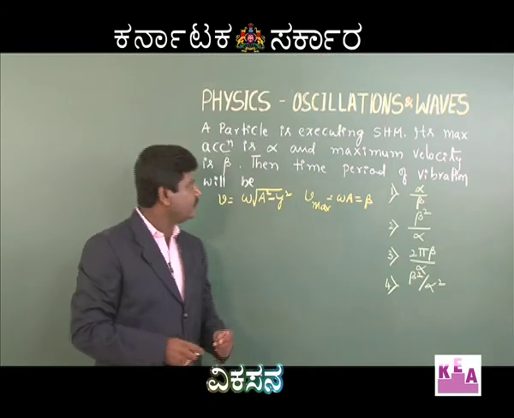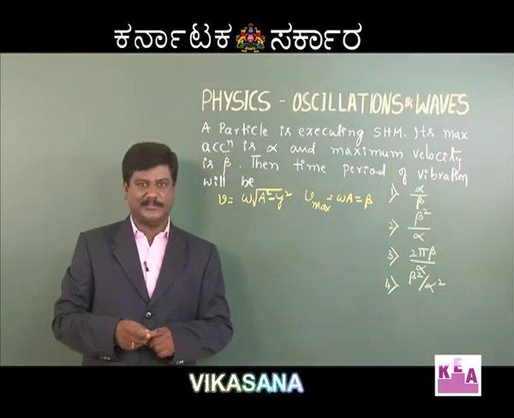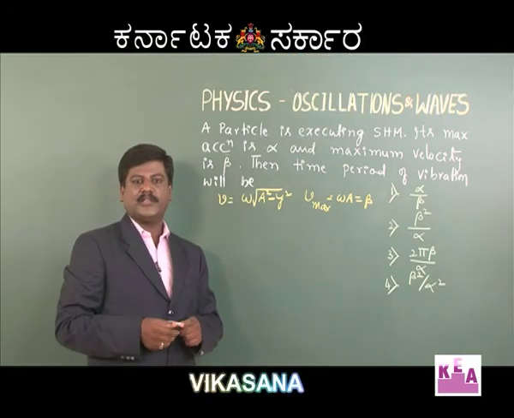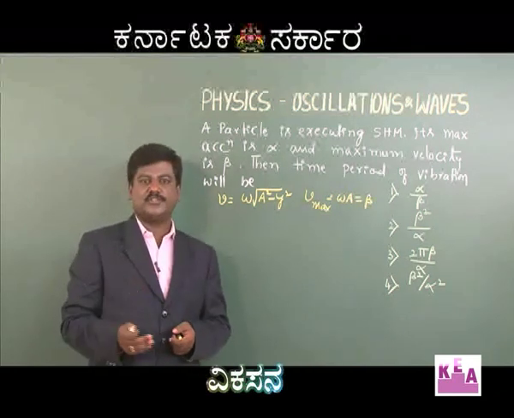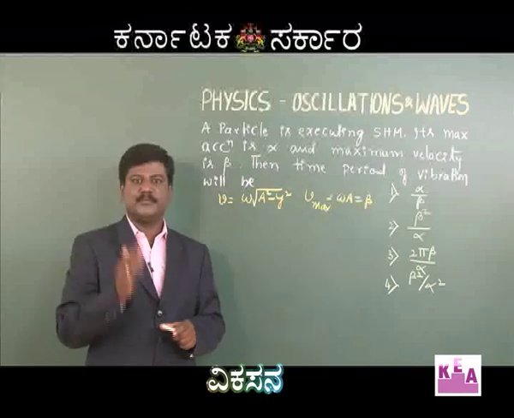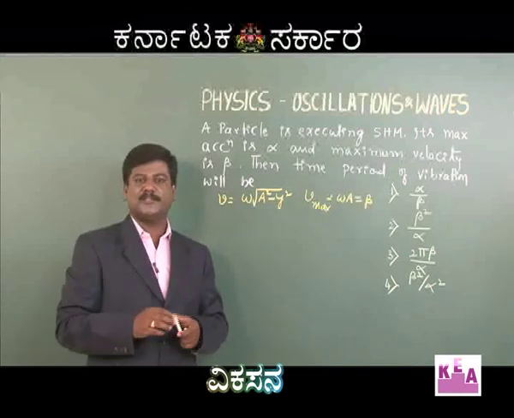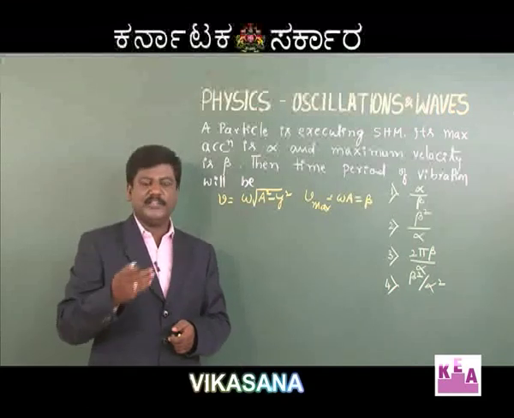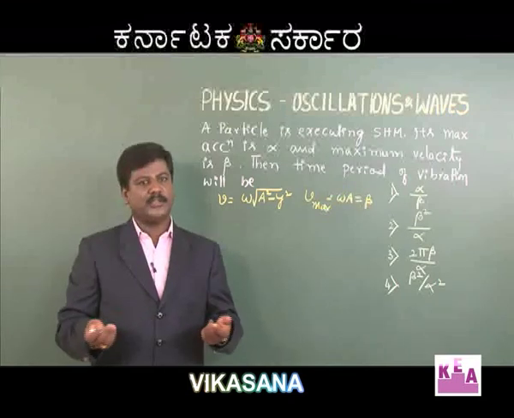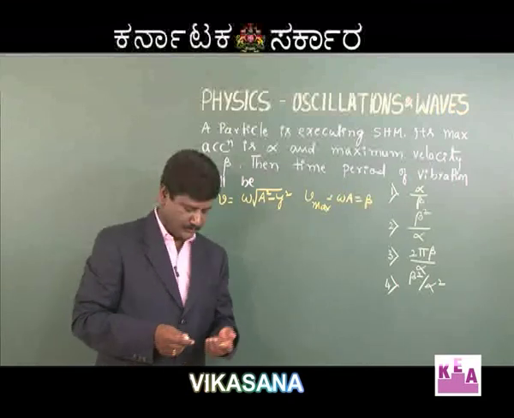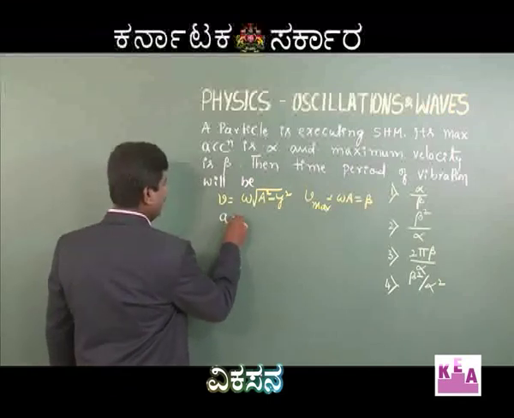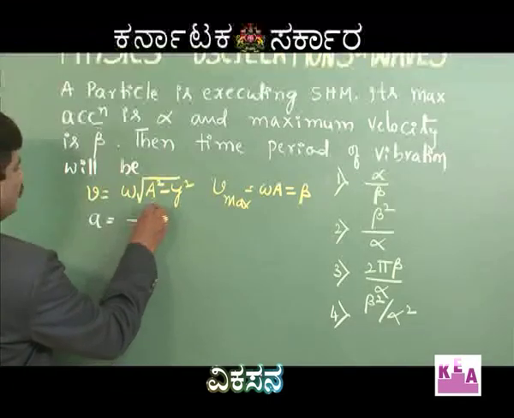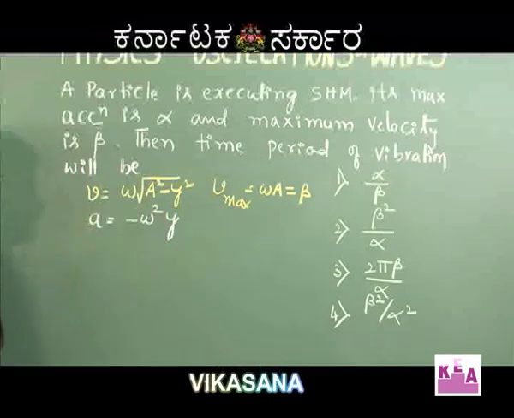In the next part, maximum acceleration is given. So why does the particle execute acceleration? Because of the change in velocity. So velocity of SHM continuously changes. It is minimum at extreme position, maximum at mean position. Due to continuous change in velocity, the particle executing SHM possesses acceleration. The acceleration of SHM is given by the equation a is equal to minus omega square into y.